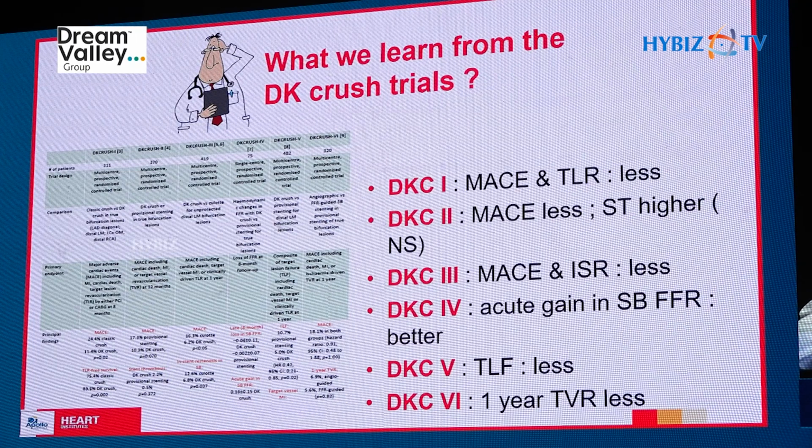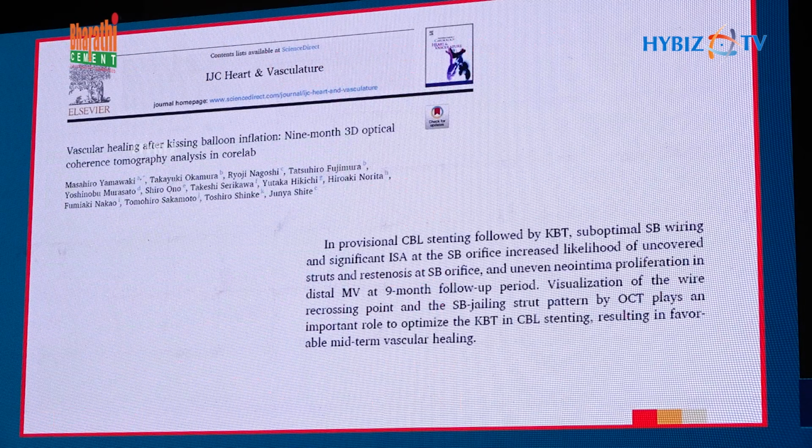So here we learn that definitely in a 2-stent strategy, you need to go for a kissing balloon dilatation. This is something very important which has just been published about vascular healing after kissing balloon dilatation. Very importantly, it was shown that if you do a kissing balloon dilatation in a 2-stent strategy, the results favor midterm vascular healing.